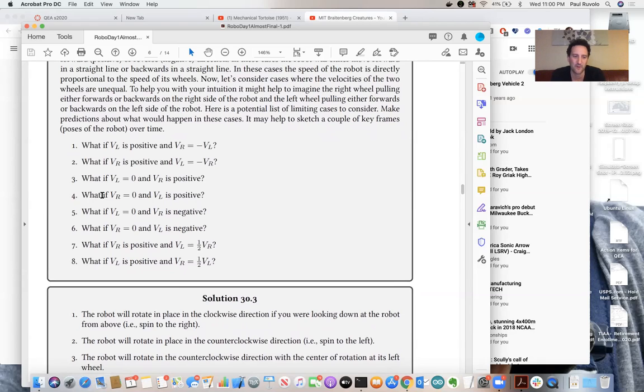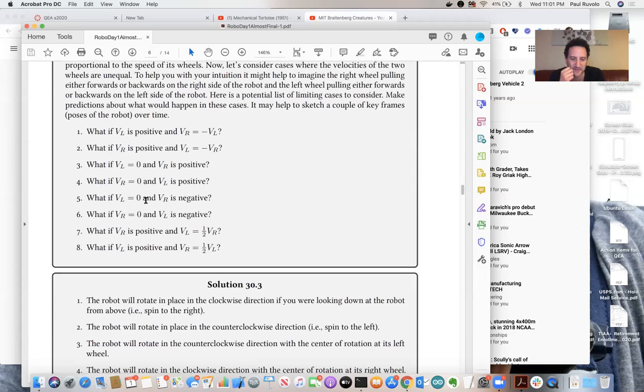So here we're going to say, what if the left wheel is stopped and the right wheel has a positive velocity? Hopefully you can see that if the left wheel is not moving and the right wheel is moving, it's going to push the robot and rotate it in a counterclockwise direction, but it's going to be rotating about the left wheel. The left wheel is going to be stationary, and we just rotate around that. And then we'd have the reverse situation in the other case.